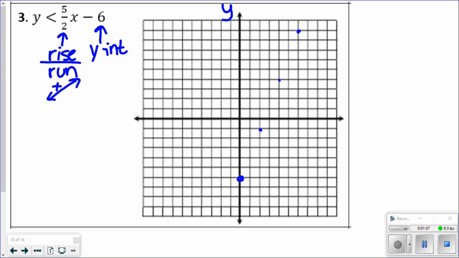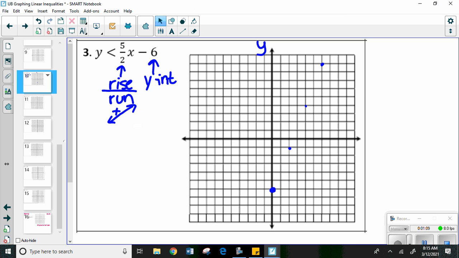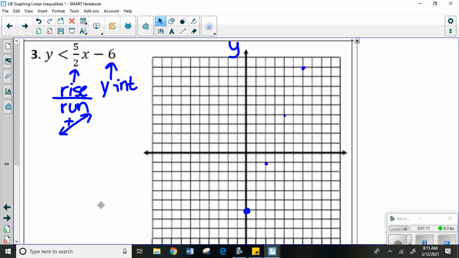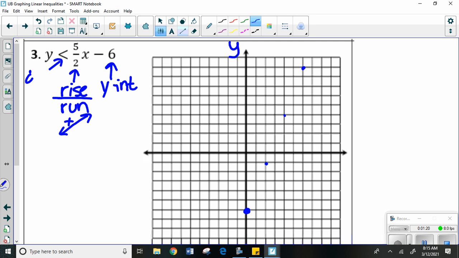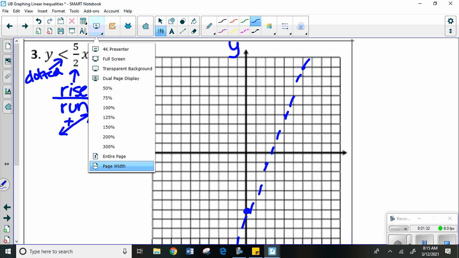And then use your ruler or a straight edge, and connect these points with a solid or a dashed line. So look at our symbol. This needs to be dashed or dotted. I use both words synonymously. So the best you can, make this a dashed line.